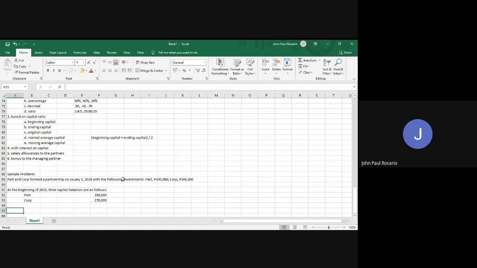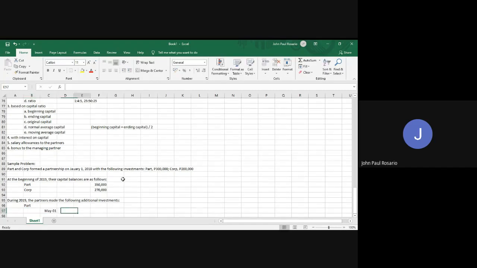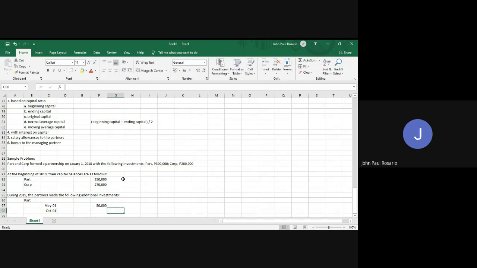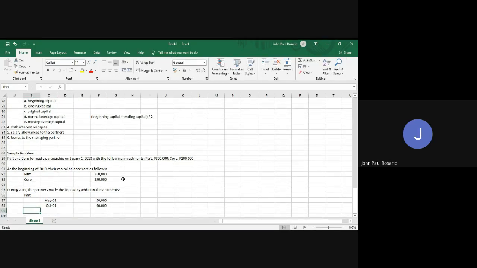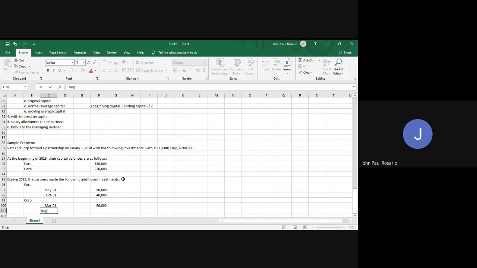During 2019, the partners made the following additional investments. Part: May 1, 50,000, then October 1, 40,000. And for Corp: on March 1, 60,000, and on August 1, 50,000.